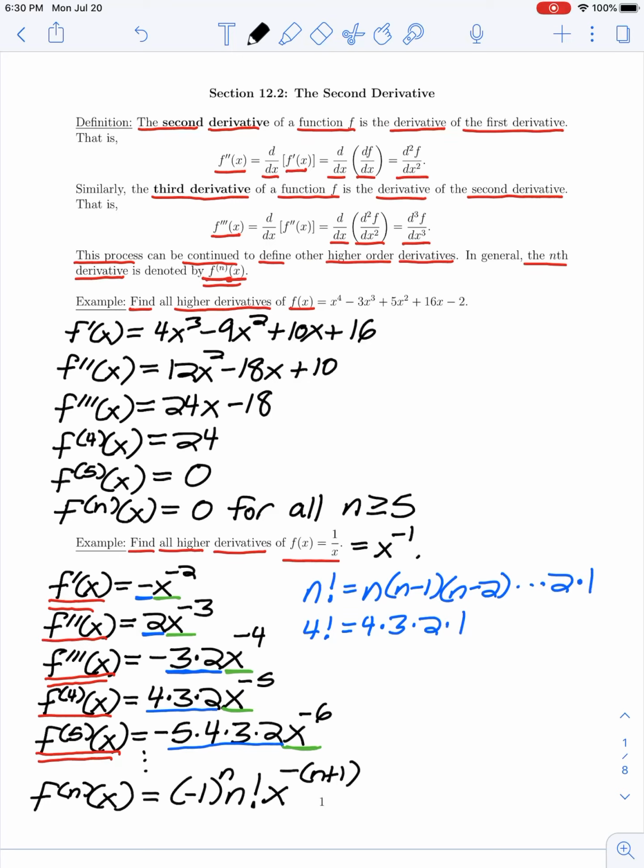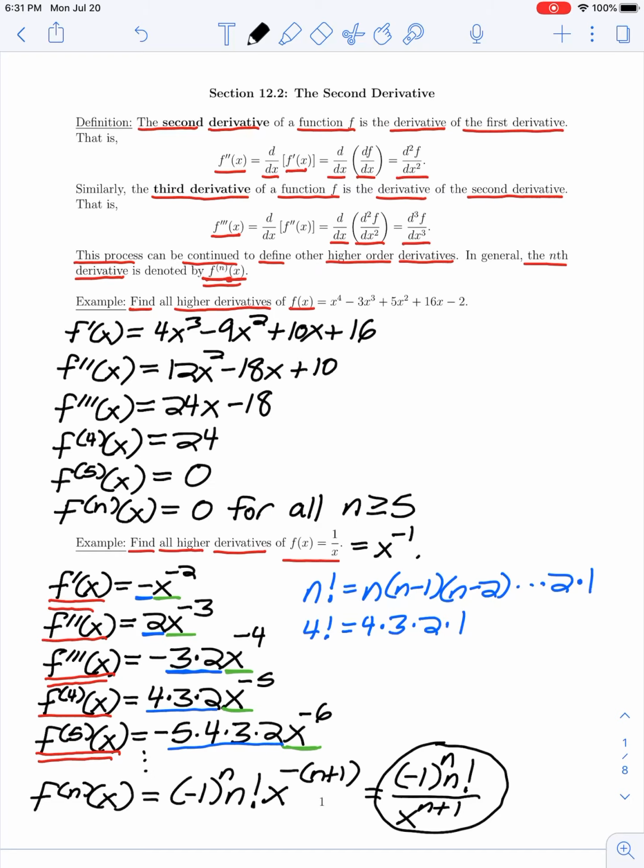Or if we wanted to rewrite this expression as a quotient, this is the same as negative 1 to the nth times n factorial over x to the positive n plus 1 power. So once we have this expression for the nth derivative, we have an expression for all higher derivatives. If there's any specific number derivative that we want, say the 1,000th, we could plug in 1,000 for n, and that would be our 1,000th derivative.